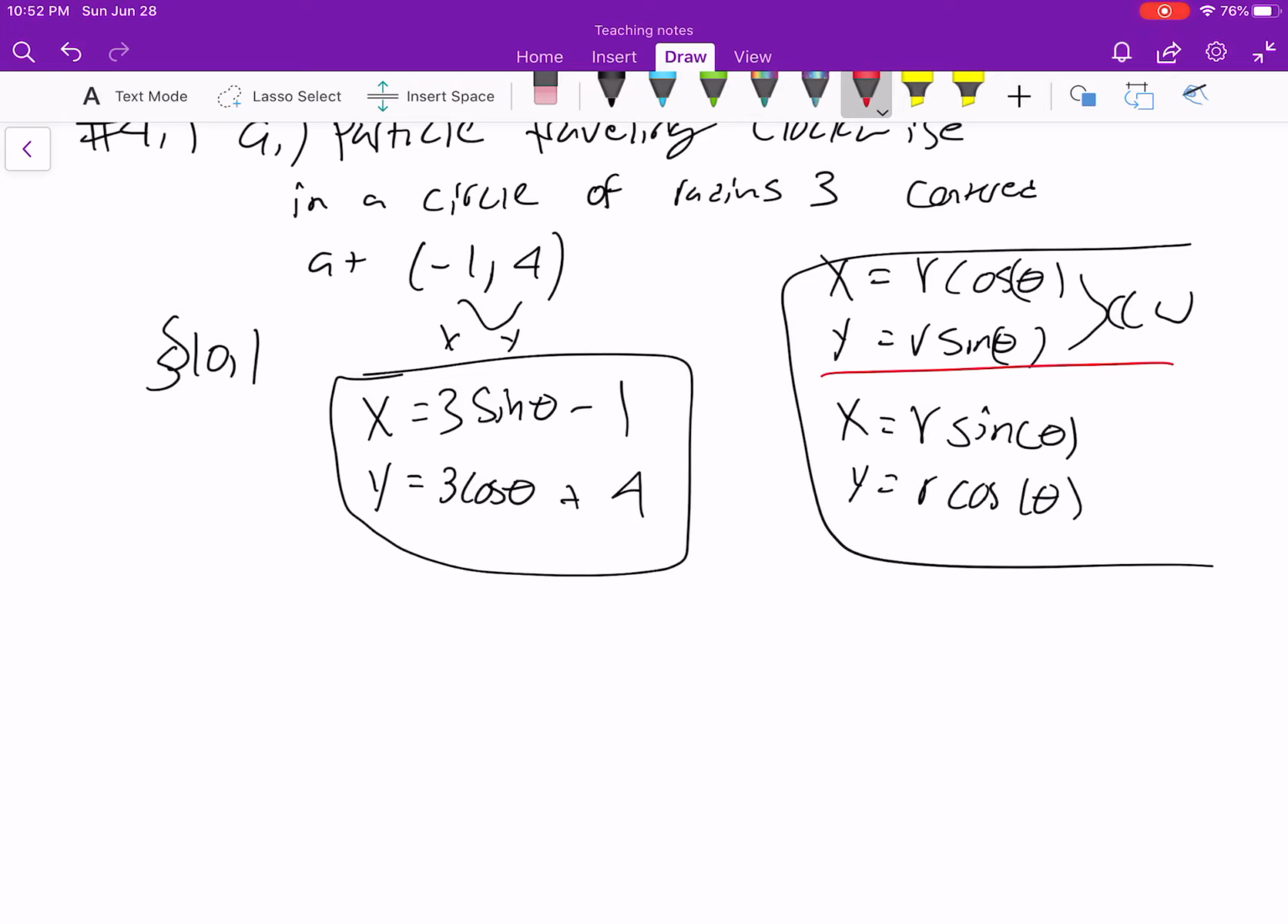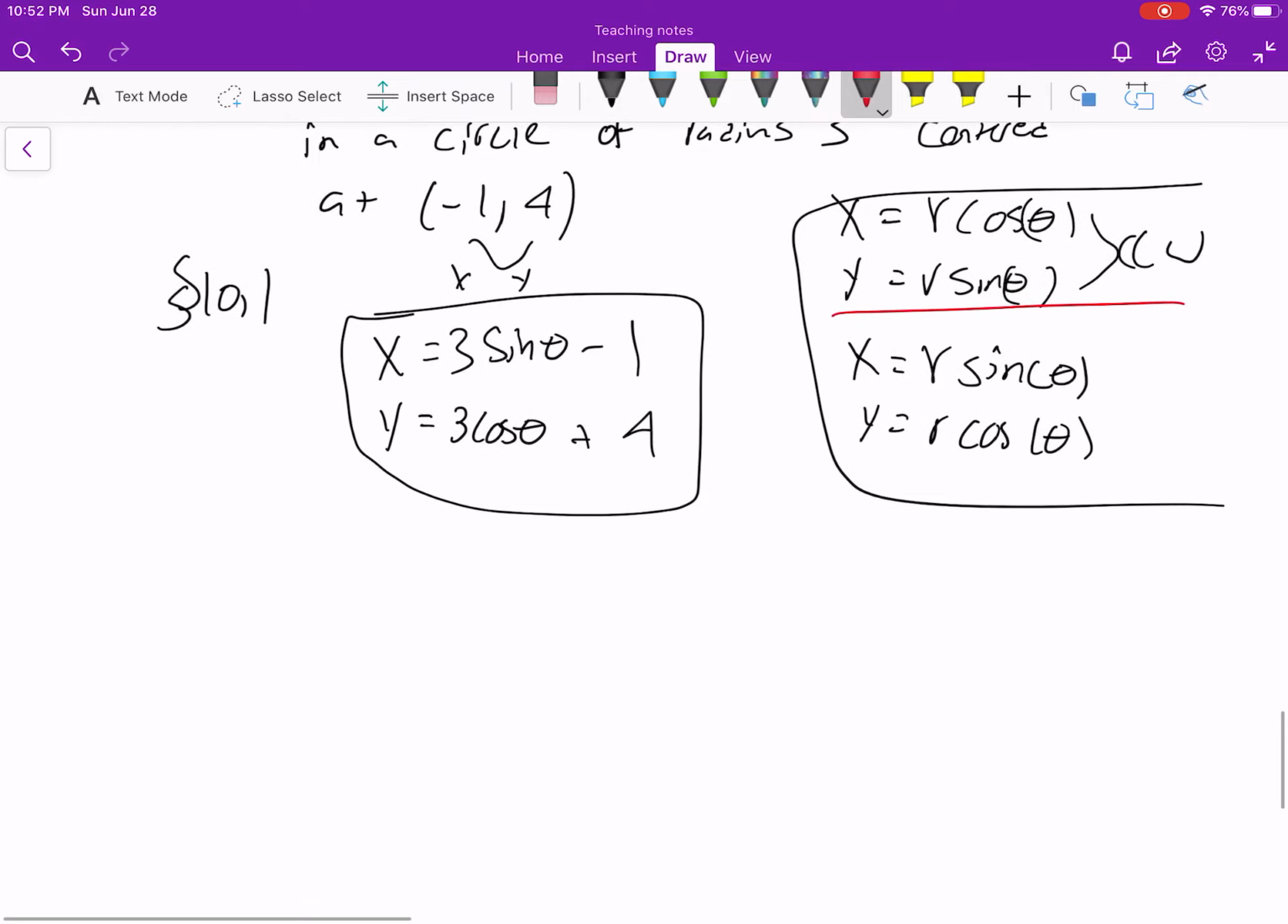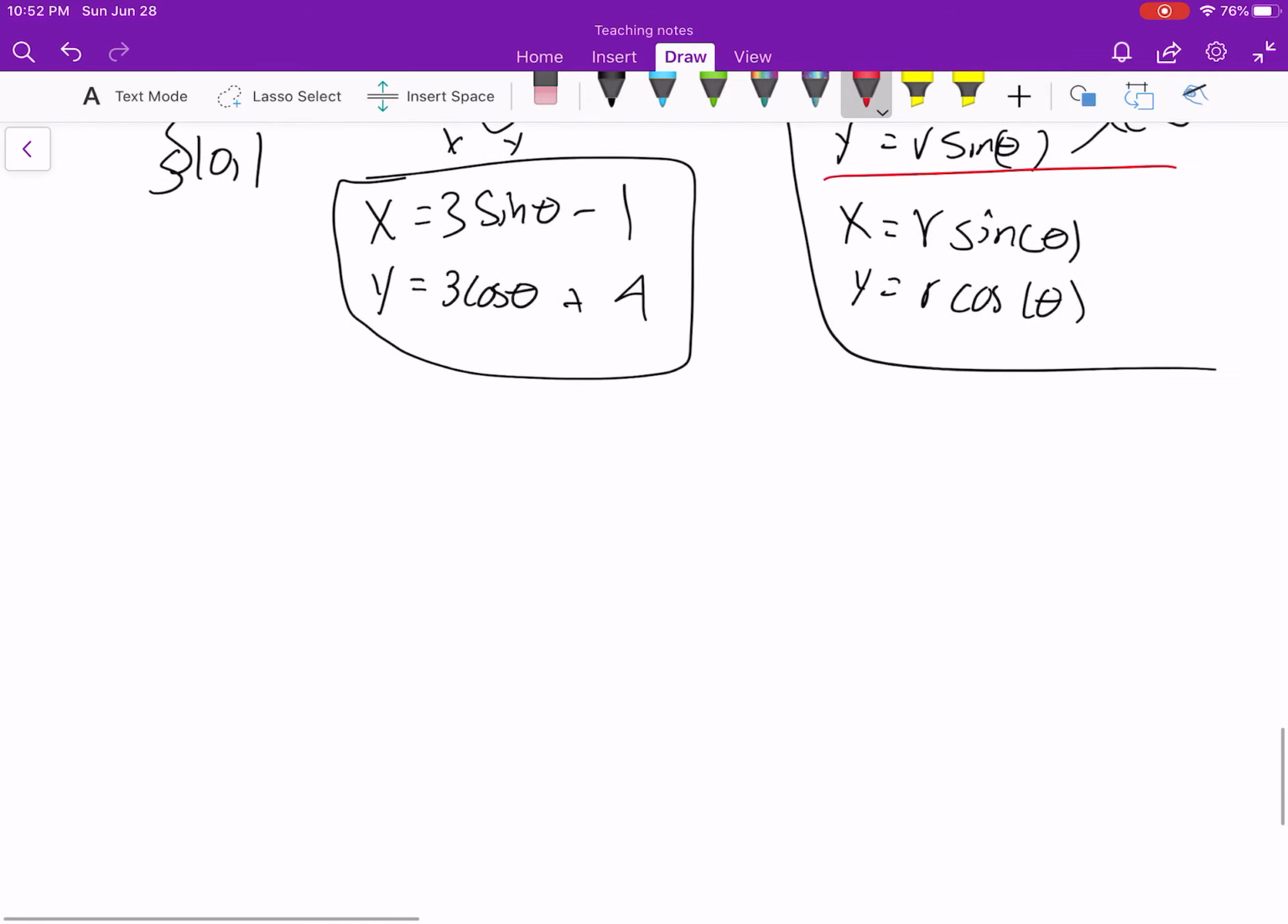You're done with this kind of stuff for Calc 2. Now you've moved on to series and sequences. Those are fun by themselves, but they don't rely on this kind of stuff. Okay, so let's continue. So this was part A. Part B asks you to eliminate the parameter.